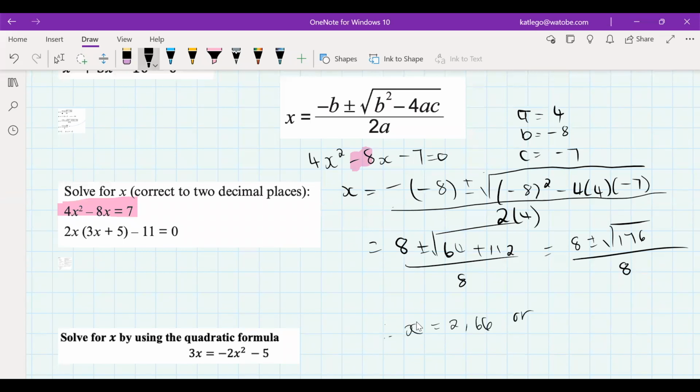Let's see, 8 minus the square root of 176, divided by 8. Yes, negative 0.66. There you go, guys.